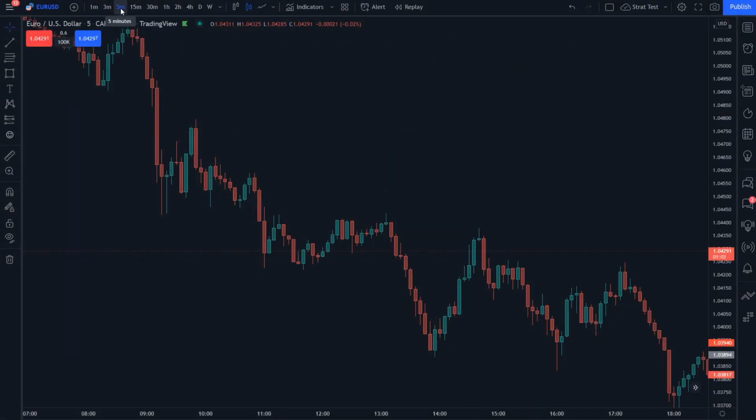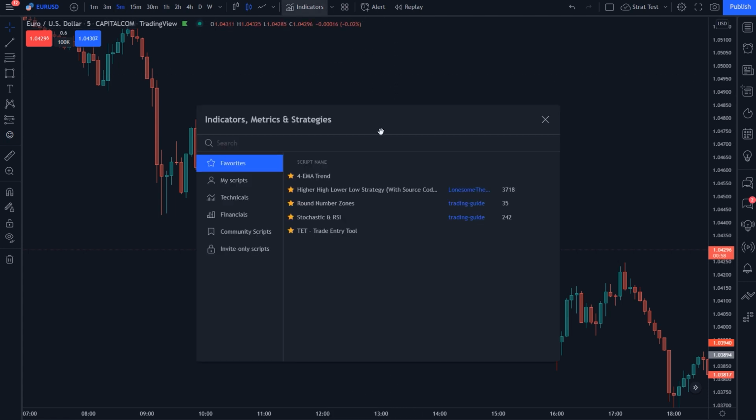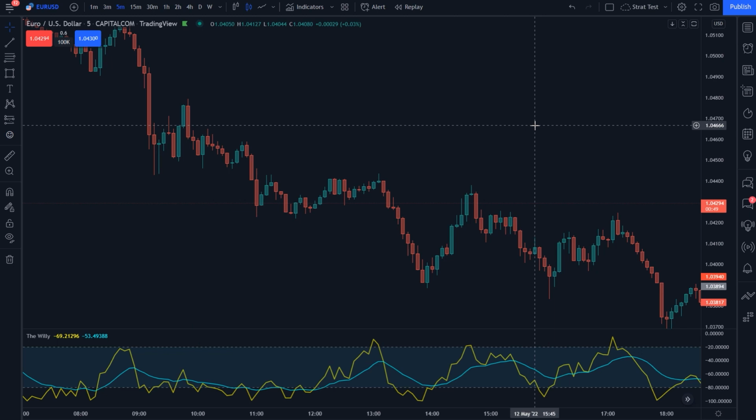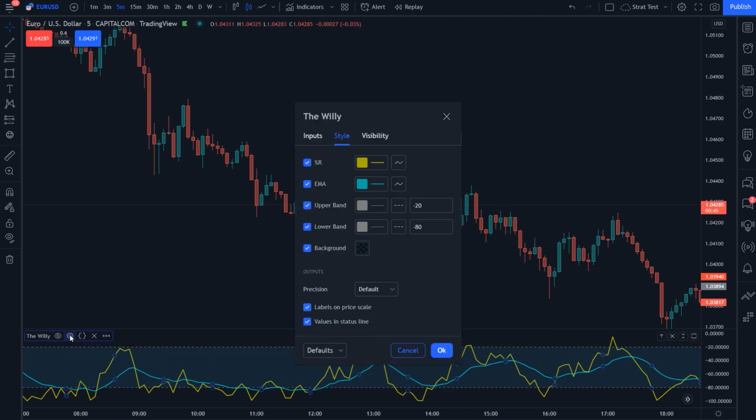I'm here on EURUSD, the 5 minutes chart. We need some indicators that we use as confirmation, and the first one is the Willy, also known as the Williams R indicator. I will explain how to use it later on, but we go to the settings and set the EMA length to 8.